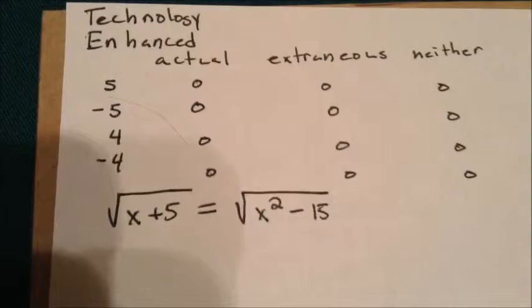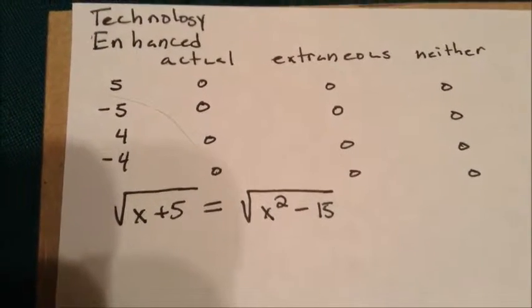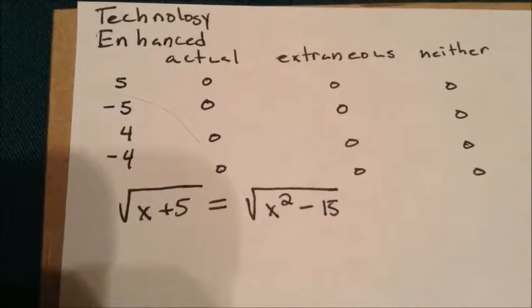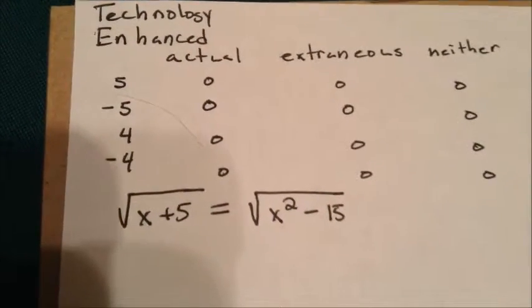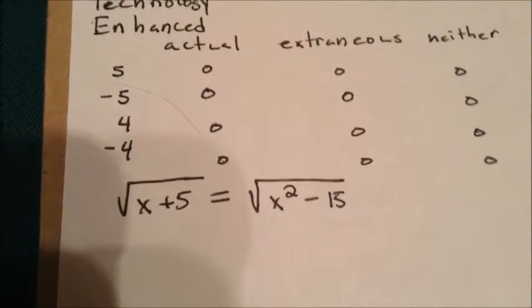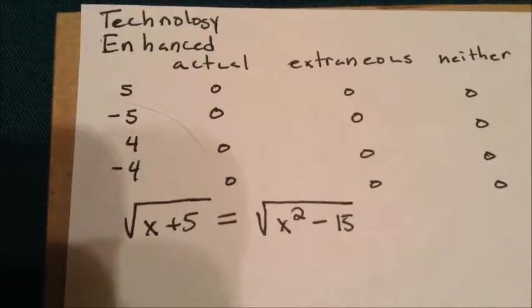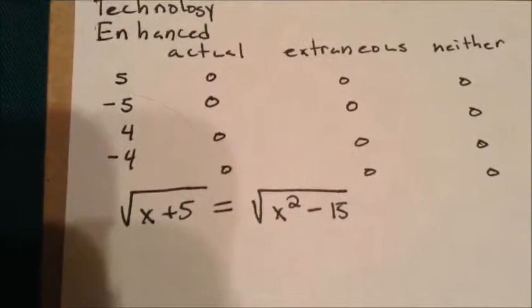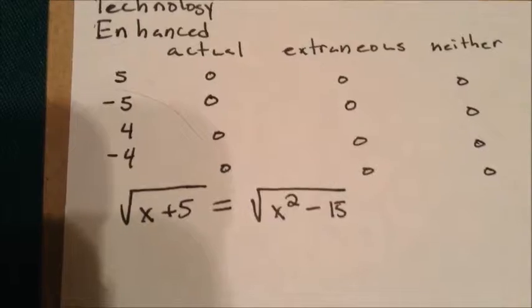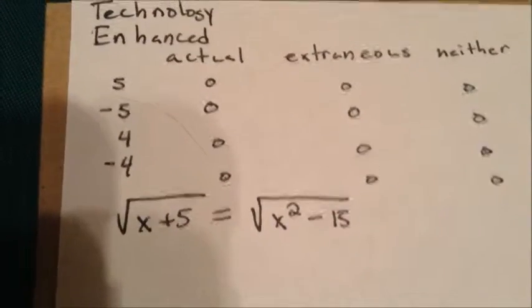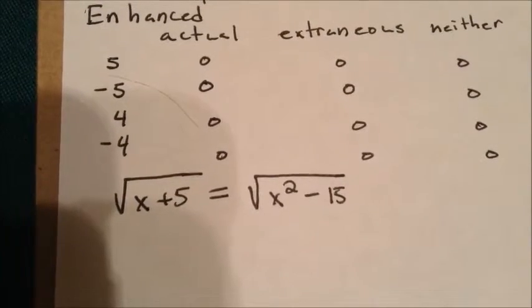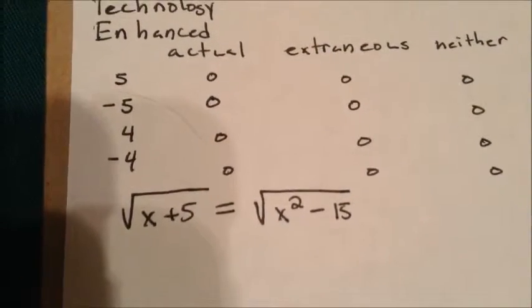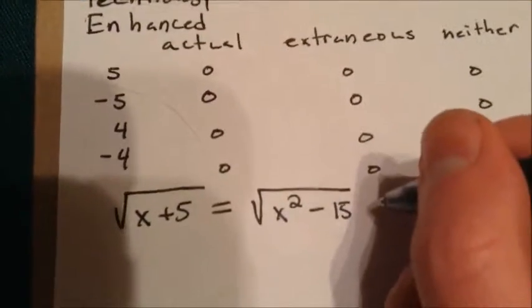Now we move on to our technology enhanced questions. We have actual extraneous answers, or we can choose neither. So 5, negative 5, 4, or negative 4. Our equation is square root of x plus 5 equals the square root of x squared minus 15. So first thing that we do is square both sides.